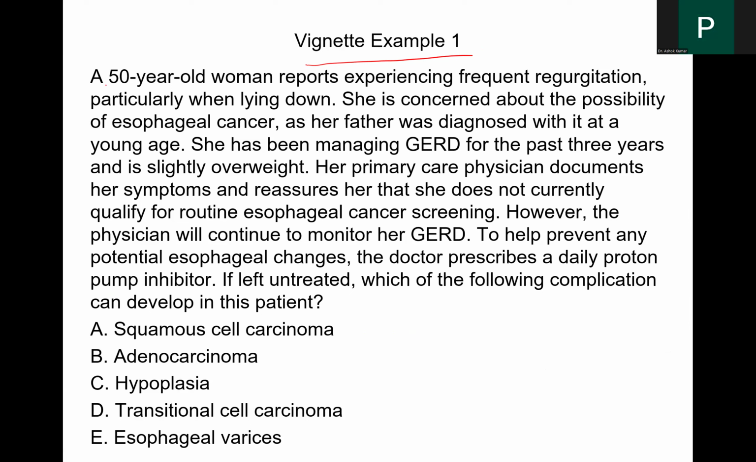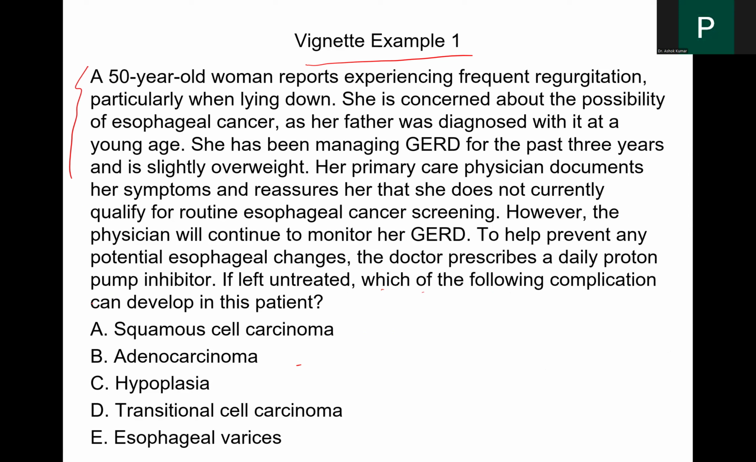Now, before you read, a 50-year-old woman reports experiencing frequent regurgitation. This can happen in many diseases. So what we understood: first read the answer options. Some experts will say read the last line also, what the question is asking. But if you read this again, you are wasting 10 seconds here, 8 seconds here, you are wasting one third or one fourth of the time. So I would encourage you just read the answer options, because time is limited. You don't want to waste time back and forth.